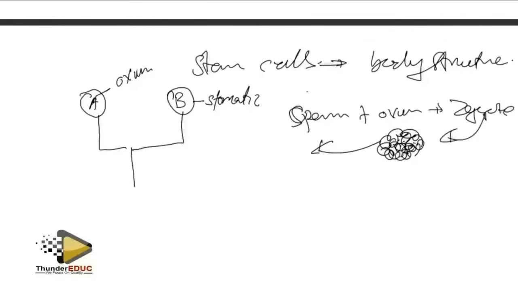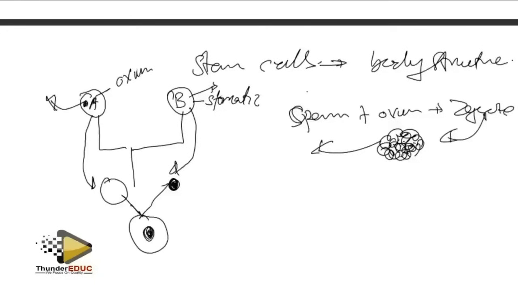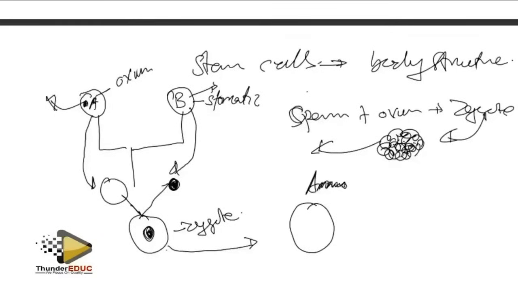What I do, I remove the nucleus of this. I go with the nucleus. I throw away this shell. Here, I go with the shell, but I throw away the nucleus. I fuse them using an electrical method, and then I form a cell which looks like a zygote. Now, this zygote, I put it into another animal, a foster mother animal.